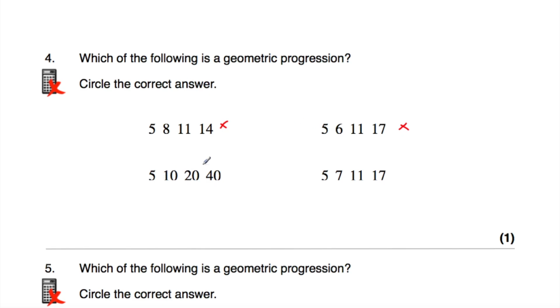5, 10, 20, 40. So we're multiplying by 2. We're multiplying by 2. So that is a geometric progression. So I'm going to circle that one because that's a geometric progression. We're multiplying by 2 each time.